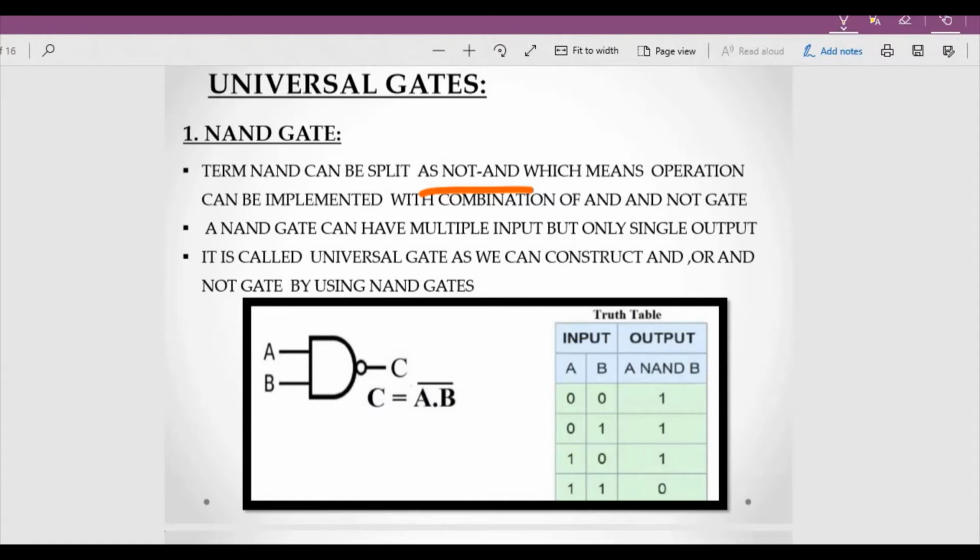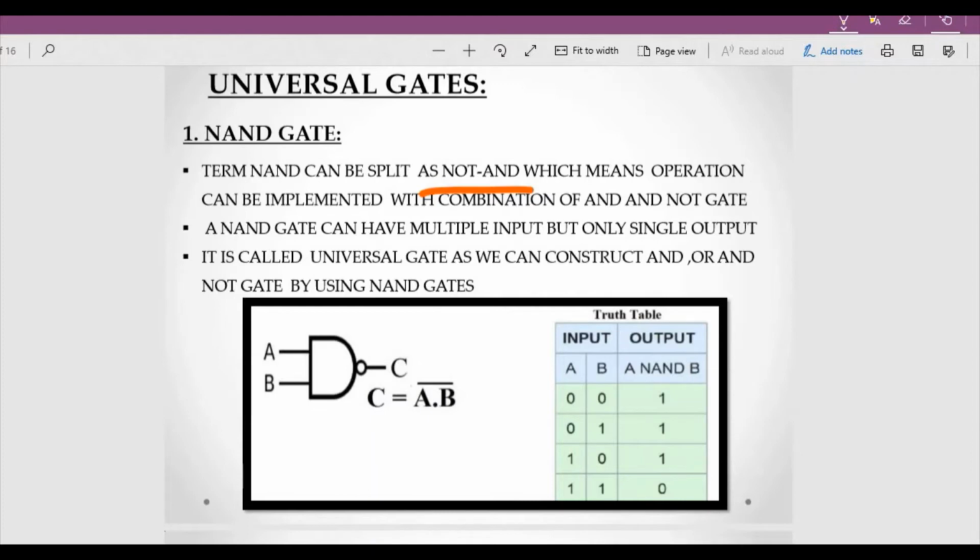Now the main question: why are they known as universal gates? They are known as universal gates because by using the NAND gate we can create all the gates that are available to us. We will do that in the next slide, but for a basic understanding, we can create any gate by using the NAND gate. That's why it is known as a universal gate. Now we'll study the symbol, then the Boolean expression and the truth table.